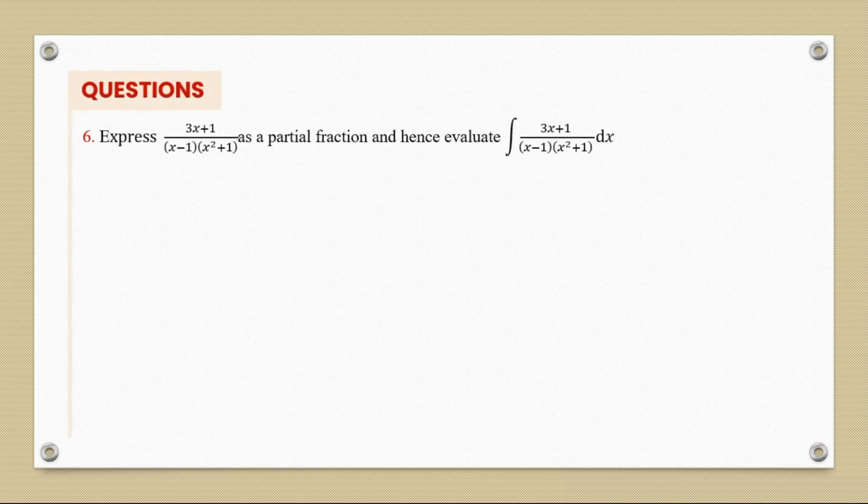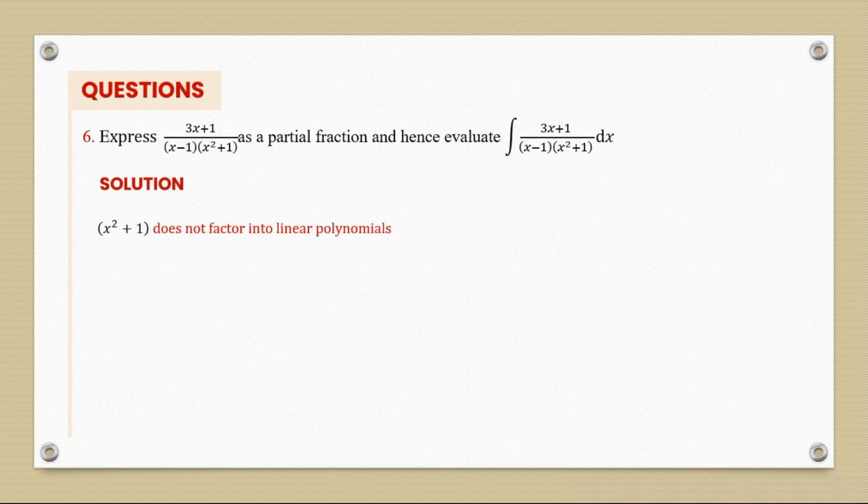Alright, so now this is the other question, but this one encourages us, after we express as a partial fraction, to integrate that. So we've been given 3x plus 1 over x minus 1 times x squared plus 1. We're being told to express that as a partial fraction and hence evaluate it, or find the integral. So first step first, we're going to express that as partial fractions.